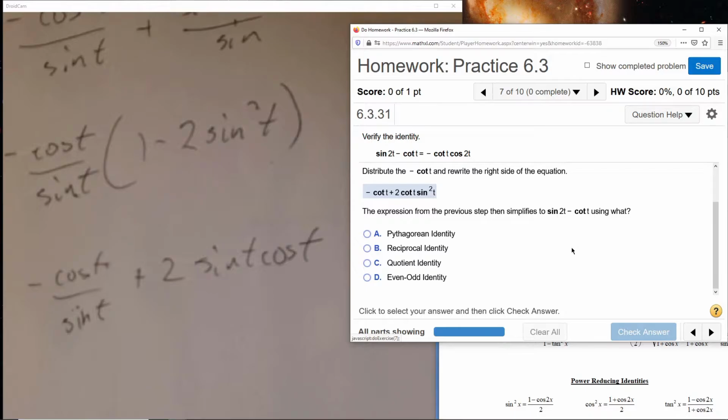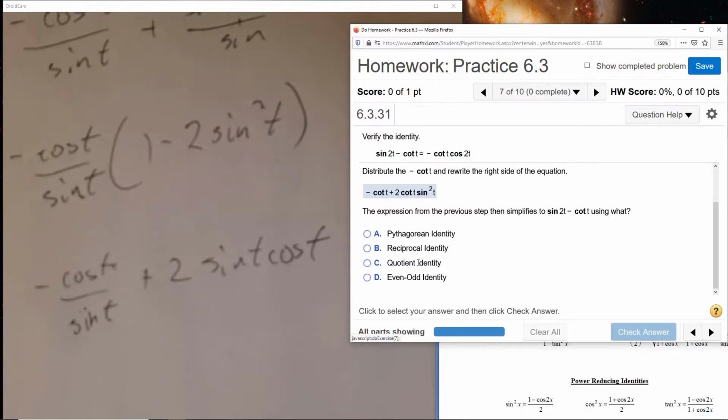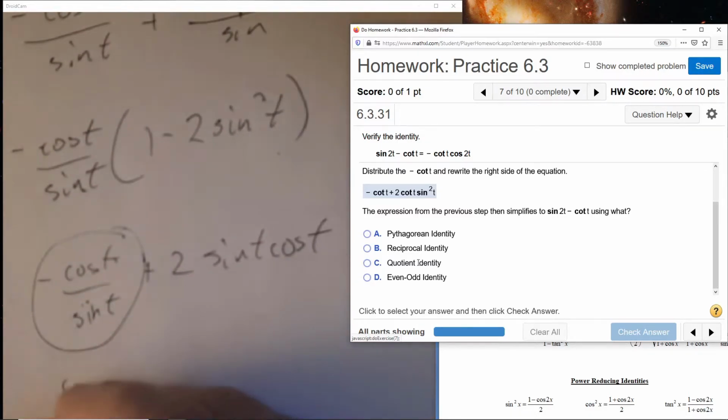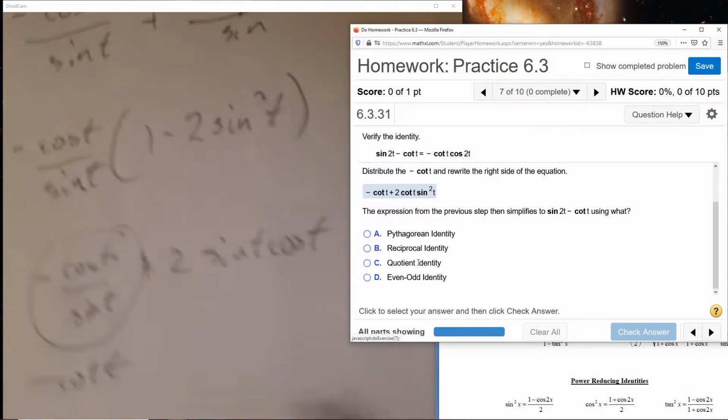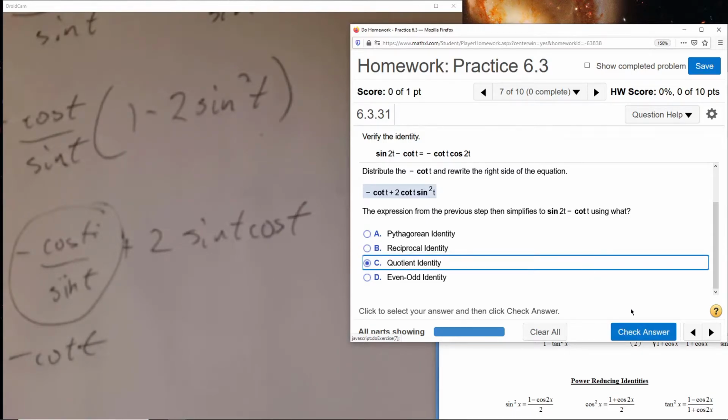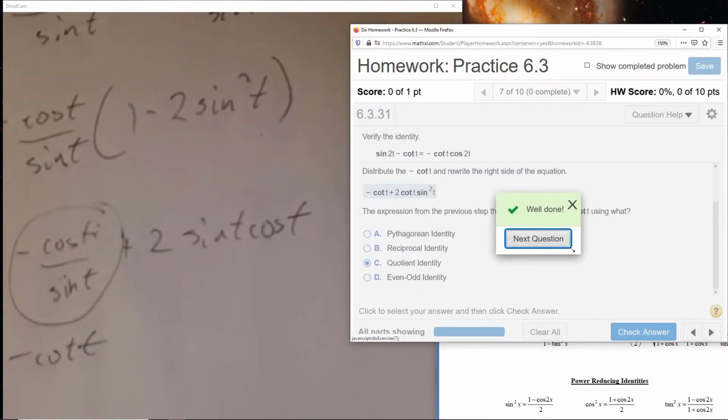And then the expression simplifies by using quotient identities. So this right here, going from cotangent to cosine over sine, that's the quotient identity, what that's called. And there is number 7.